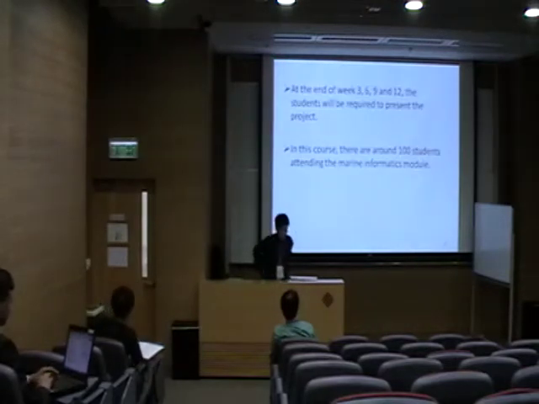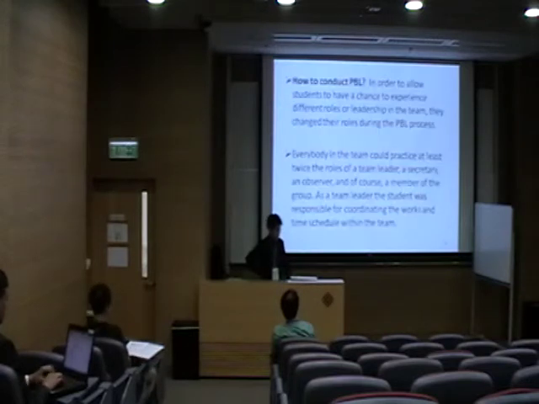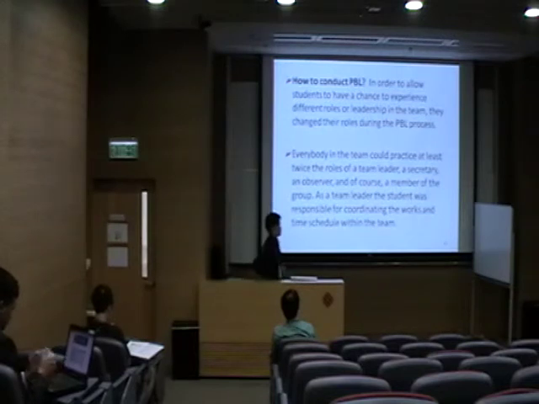So this course, there's around 100 students who will attend these modules. So how we conduct this PBL, we basically allow students to have the chance to experience different roles during their group projects. They are either a leader or a member, so they change the role during the process. So they are the team leader, the secretary or just the observer, and of course a member of the groups. And they are responsible to coordinate the work and also the time schedule between the team, right?